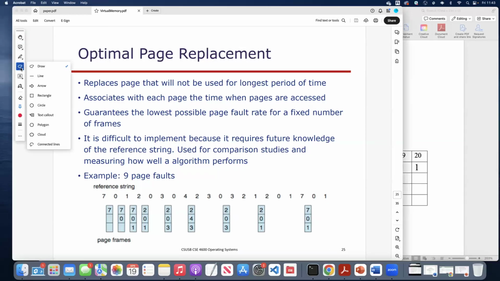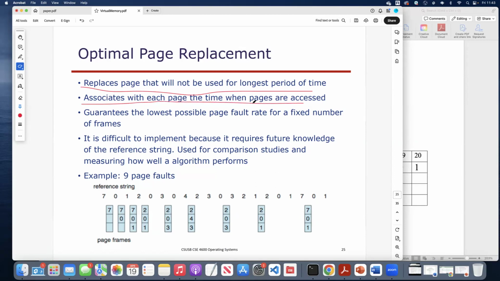In this video, we will explore optimal page replacement algorithm. Optimal page replacement algorithm replaces the page that will not be used for the longest period of time. The optimal algorithm associates with each page the time when these pages are accessed. The optimal algorithm guarantees the lowest possible page fault rate for a fixed number of frames. So this is optimal page replacement, very good performance.